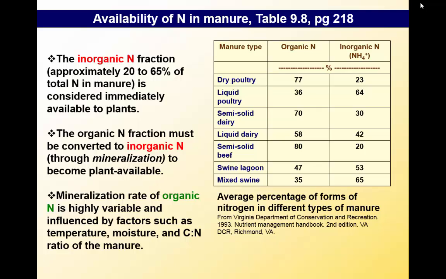The organic fraction has to be converted. It has to be mineralized. So over here, you can see dry poultry, 77% is organic and 23% is inorganic. So 23% would be immediately available to plants. 77% would have to be broken down and released by microbes during the growing season. So this might be one reason why people would prefer commercial fertilizers, because they would have that immediate nitrogen. You can see that all these different types and how they're stored switch on how much is organic and how much is inorganic.